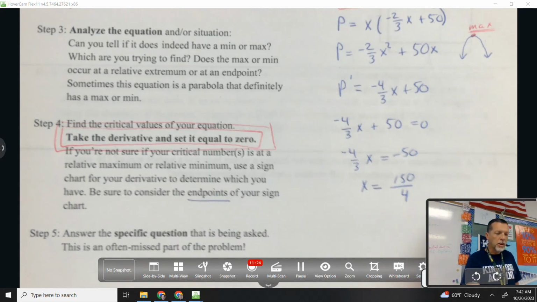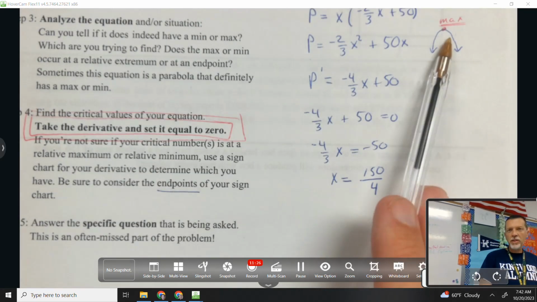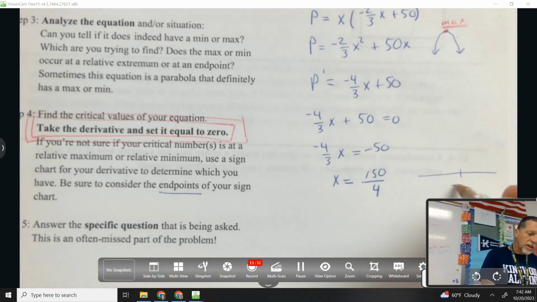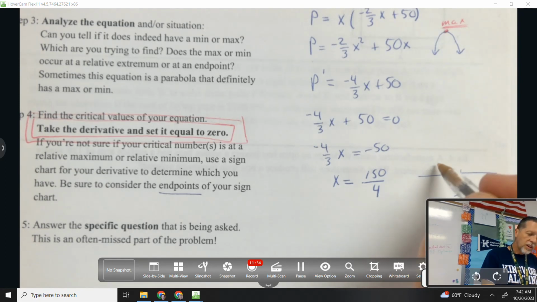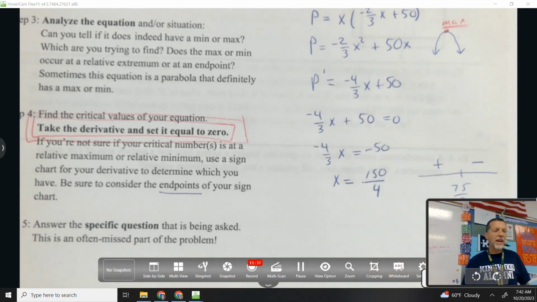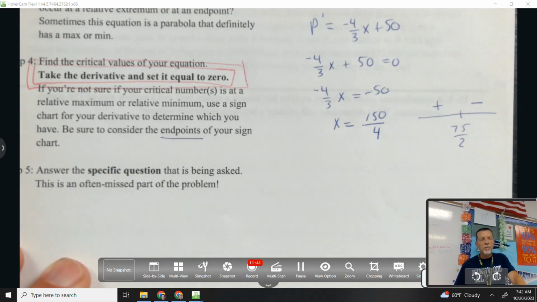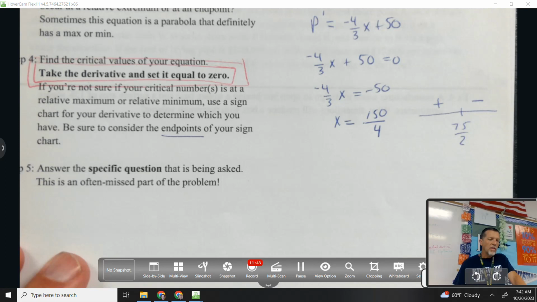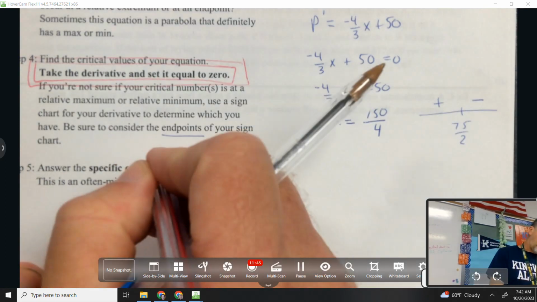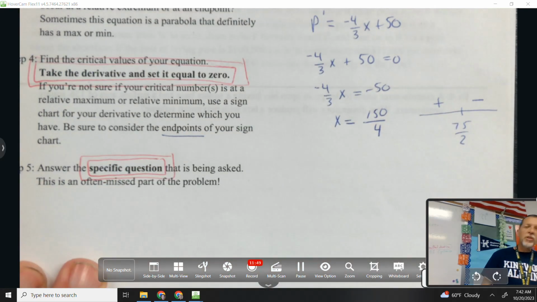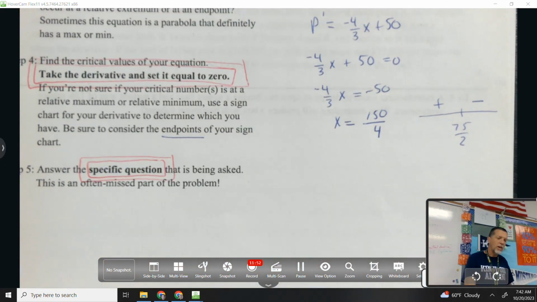Now, for this particular problem, we already know that it's an upside down parabola. So the only critical point is the maximum. So I don't have to do the sign chart. I could, I know what I would get. But I don't have to do that for this one because I already know that that's a maximum. And then this, I kind of mentioned this earlier. Make sure you answer the right question. So x equals 150 over 4. Like, I got it. That's right. And it is right.